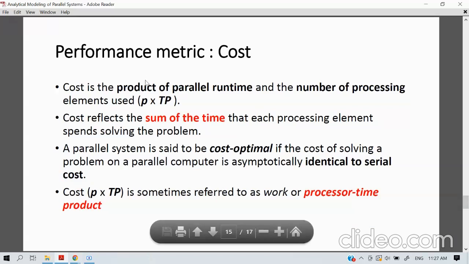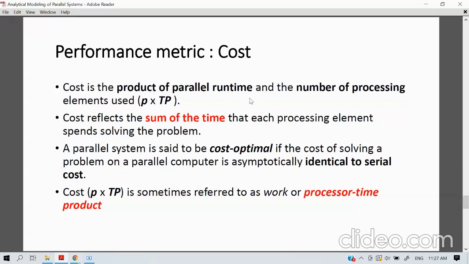Okay, so next one is cost. Cost is the product of parallel runtime and the number of processing elements, P times TP. Okay, so cost reflects the sum of the time that each processing element spends solving the problem. A parallel system is said to be cost optimal if the cost of solving a problem on a parallel computer is asymptotically identical to serial cost.